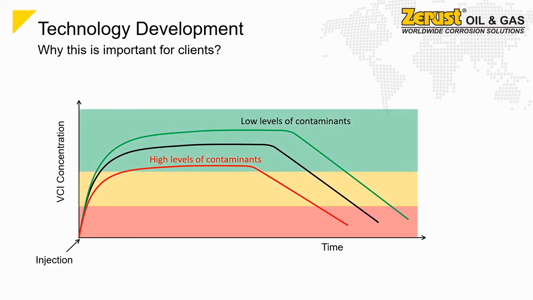So following the analogy of the car, at this point we can divide this period of VCI concentration into 3 steps. The first one is when we have the full level of protection, the second is medium protection, and finally when it's time to reinject.